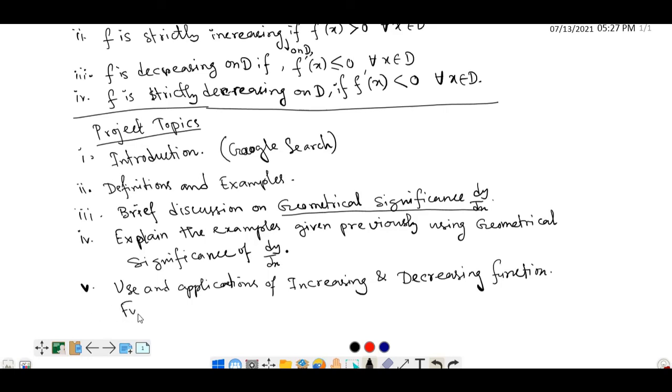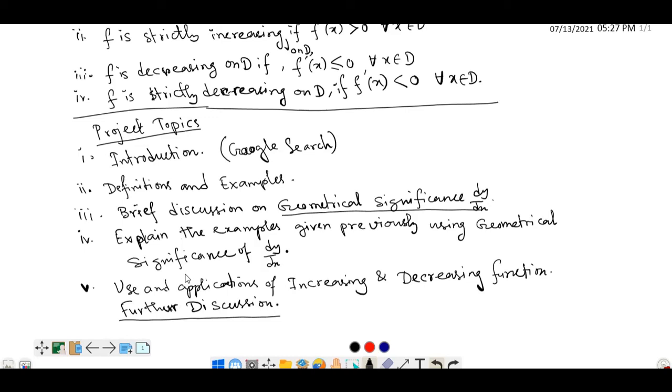with further discussion. You can give this heading, further discussion, and then you can discuss the thing you want to discuss, which is a little bit different from the usual things. If you find some link between increasing and decreasing function and any other topic, then you can discuss it here.